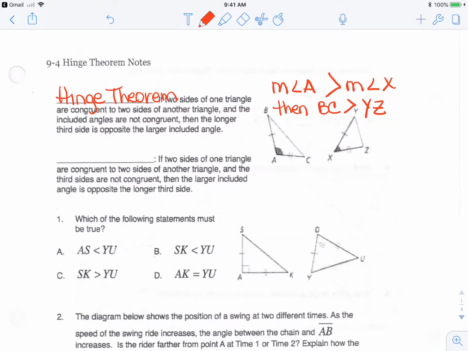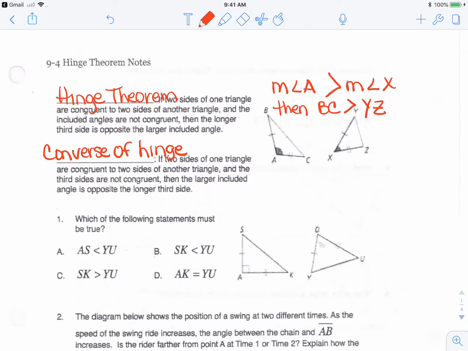Then we have the converse of that, which just means in the opposite direction. If we have two sides of one triangle that are congruent to two sides of the other, and the third sides are not congruent, then the larger included angle is opposite the longer third side. So let's put that into practice a little bit.